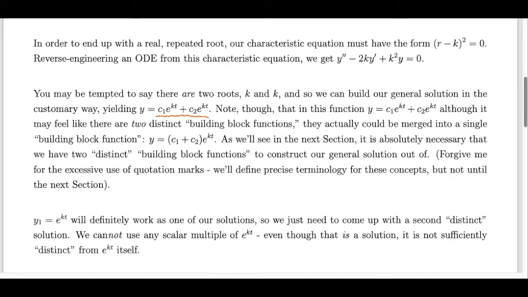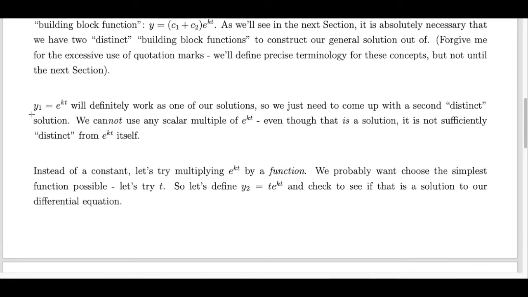This notion of fundamental building blocks that we use to construct our general solution is the main idea in the next section. For now, trust me that for a second order LHCC ODE, we need two distinct building blocks to construct our general solution out of. We've got one of our building blocks. Here I've labeled it y sub 1. e to the kt will work as one of the building blocks for our general solution.